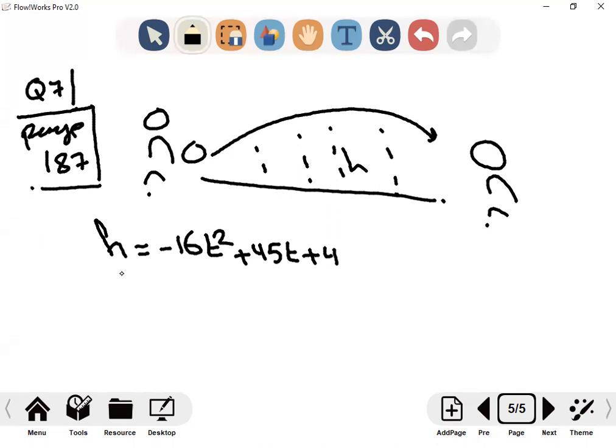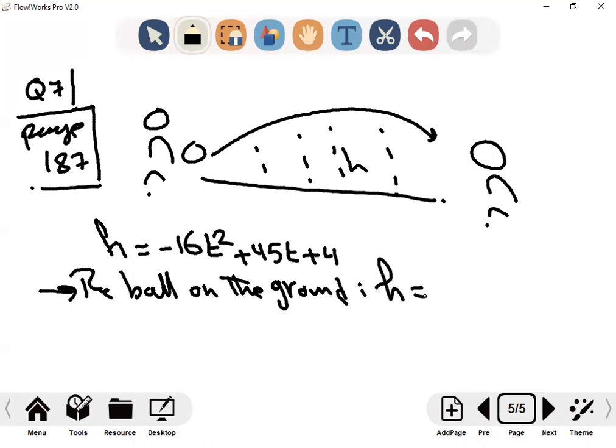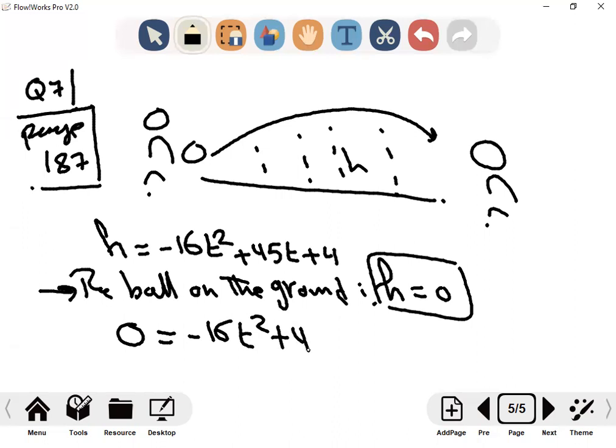Let's find t. The ball on the ground means h equals 0. This means the height is equal to 0. Now replace h by 0, and you will have a quadratic equation: 0 equals negative 16 t squared plus 45 t plus 4. The question asked how much time it takes, right? It means the question asked me about t, time. So let's find it.